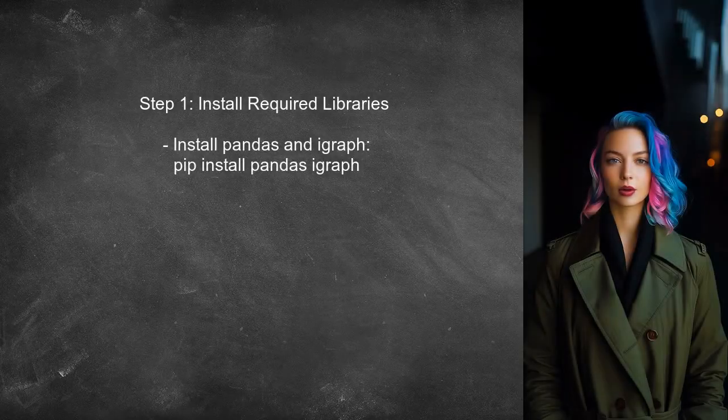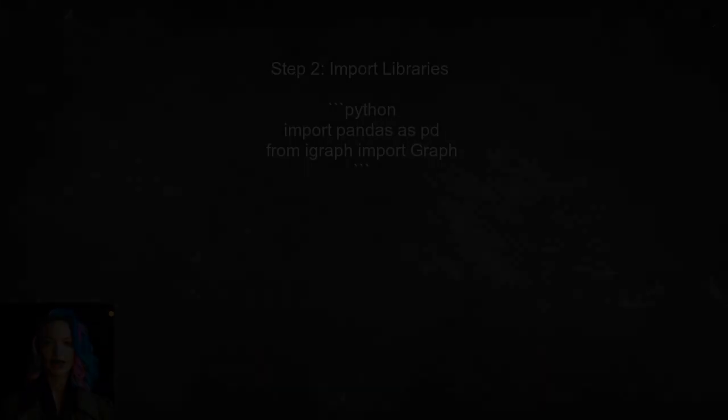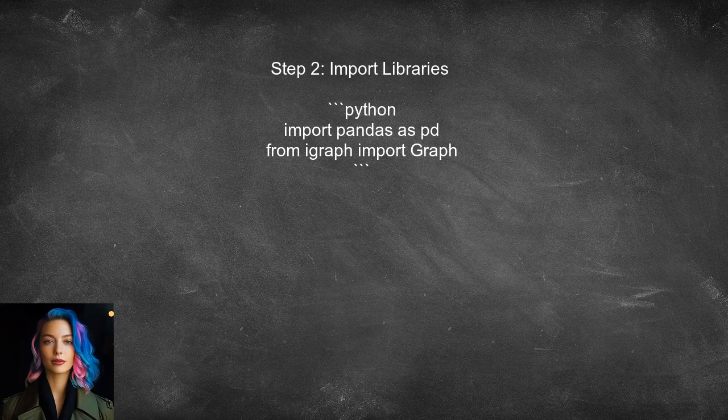To create an igraph object from a Pandas DataFrame, the user should first ensure they have the necessary libraries installed. This includes Pandas and igraph. If they haven't installed these yet, they can do so using pip. Next, the user should import the required libraries in their Python script. This includes importing Pandas for data manipulation and igraph for graph creation.